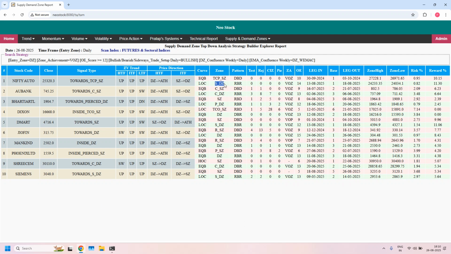So these 10 daily demand zones might be having more high probability to get success, provided less than 20 checklist items are satisfied. Otherwise, there are higher chances of zone violation. That is very, very important.